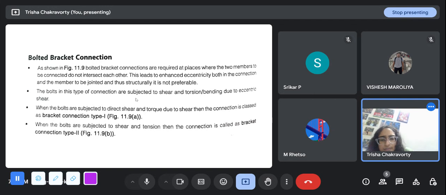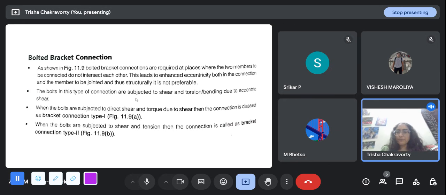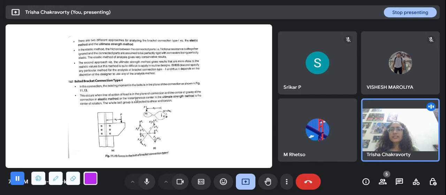When the bolts are subjected to direct shear and torque due to shear, then the connection is classed as bracket connection type 1, and when the bolts are subjected to shear and tension, then the connection is called bracket connection type 2. There are two different approaches for analyzing the type 1 connection: the elastic method and the ultimate strength method. We can use either of those. The elastic method is easier to implement, that's why that is the one we study. In the elastic method, the friction between the connected parts, that is the friction resistance, is altogether ignored.